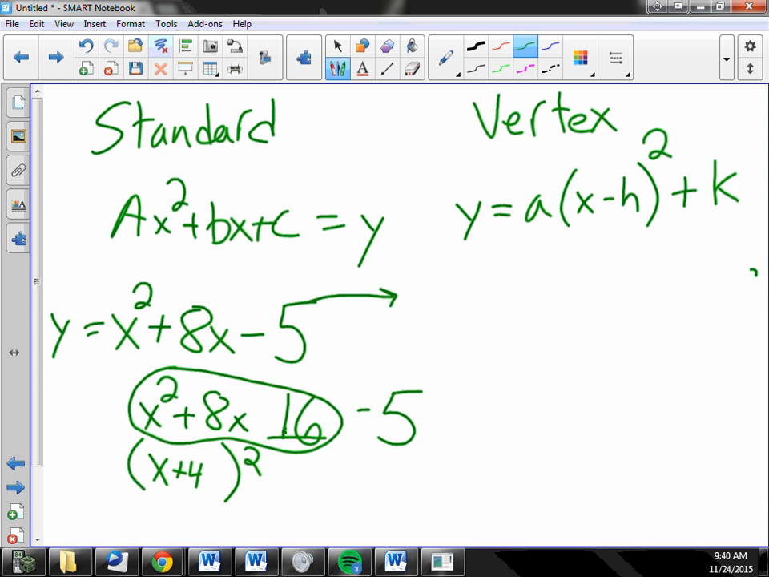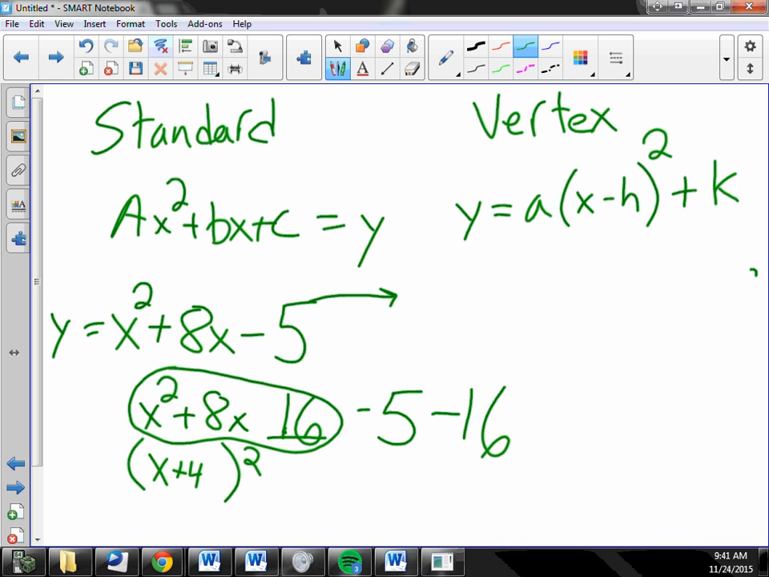But can I just randomly add 16 to one side of the equation? No. What do I need to do? Add it to the other side, but I don't want to put anything on the other side. So is there a way that I can add 16 here and still keep the equation balanced? Subtract that 16 later on. So we're going to add 16 here, and I'm going to subtract 16 there for a total change of 0.